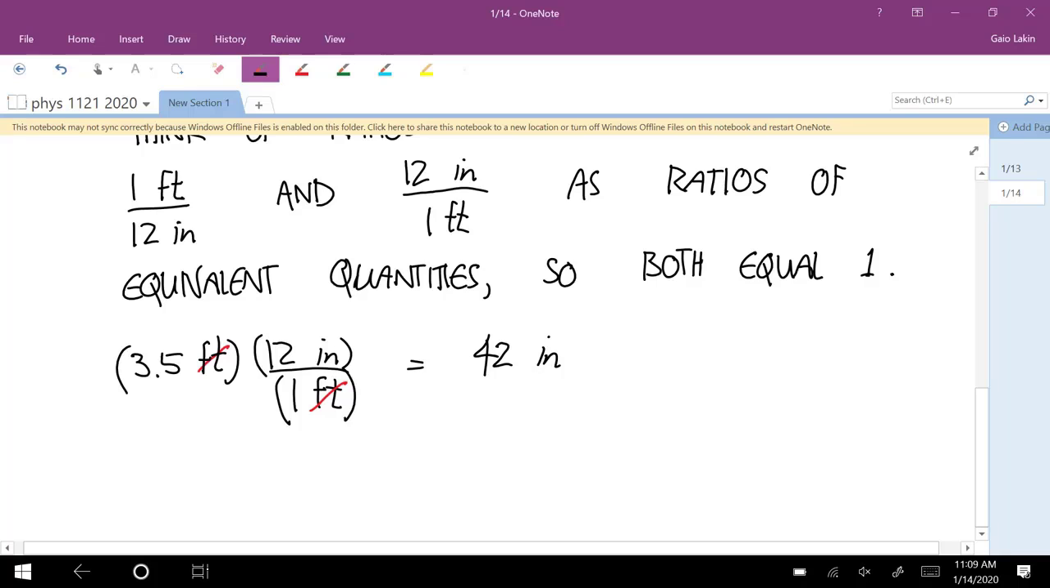If we had multiplied 3.5 feet by the fraction 1 foot over 12 inches, we'd get crazy units because the feet wouldn't cancel. We'd get units of feet squared over inches. We'd still have an answer that was equivalent to our first answer. It just wouldn't be in the units we want. Like you could use units of feet squared over inches as your length units, but just no one does that. We don't want to do that. Okay.